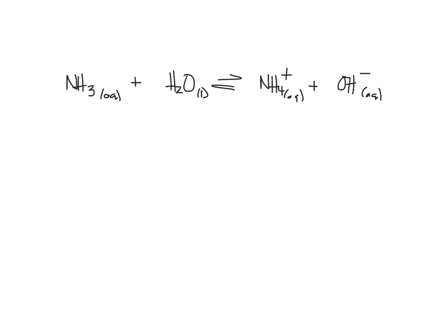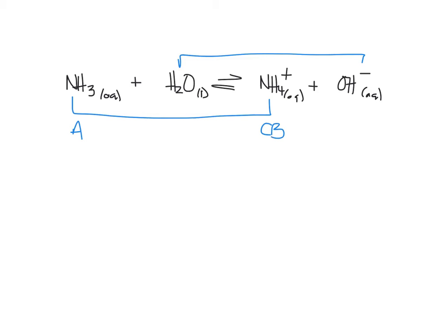NH3 and NH4. And H2O and OH. You got it. So that's the first step. So then NH3 and NH4, A, and then CB. So A here, CB here. Yeah, in other words, B and CA.